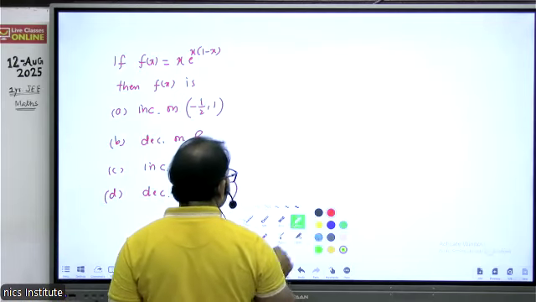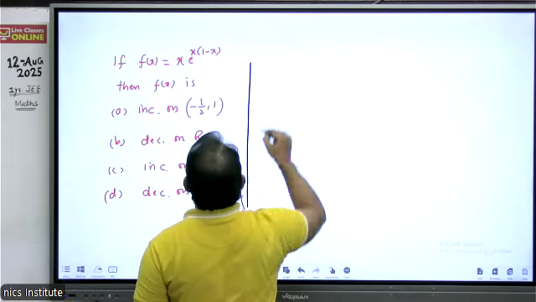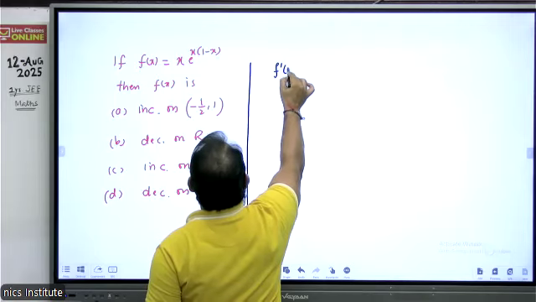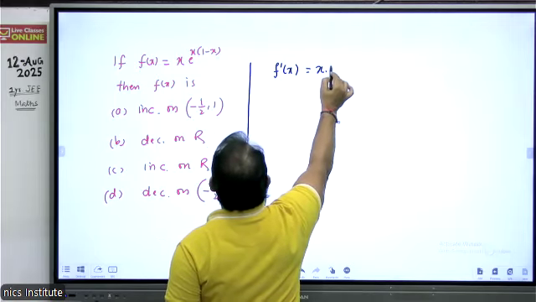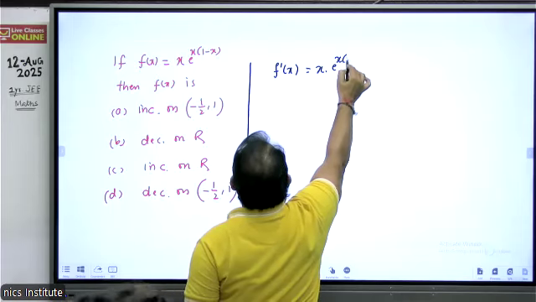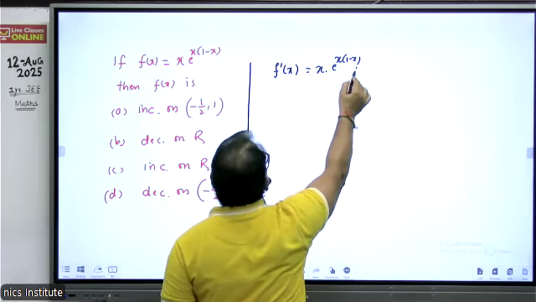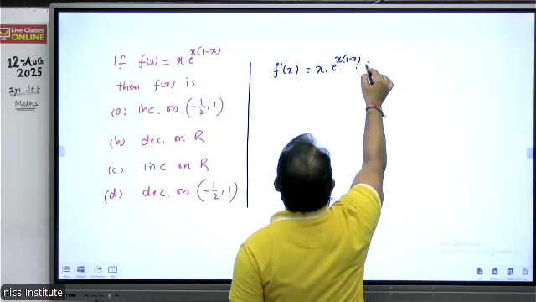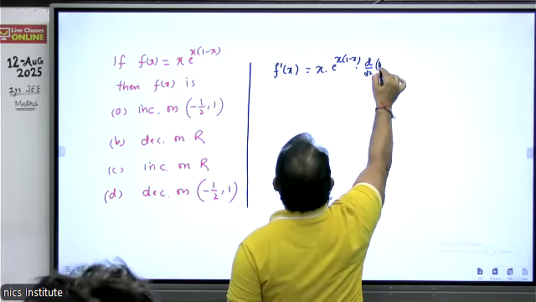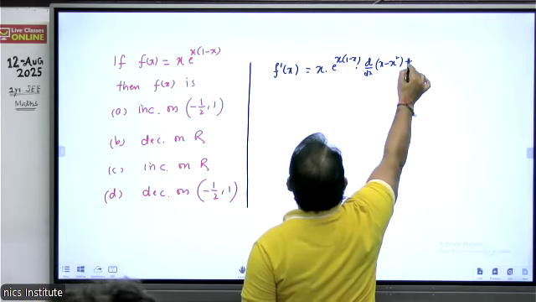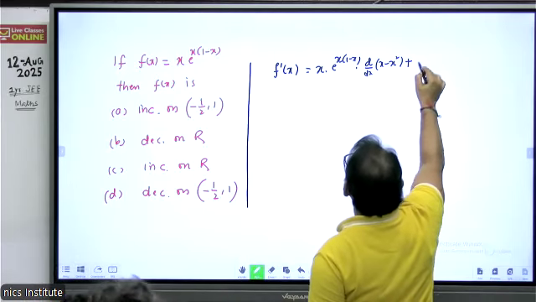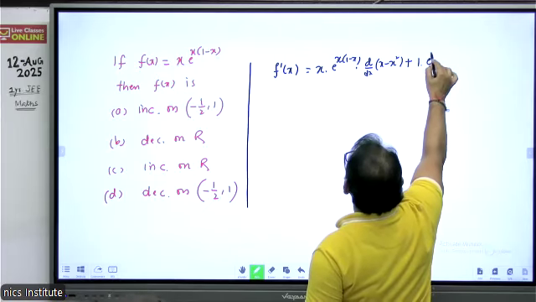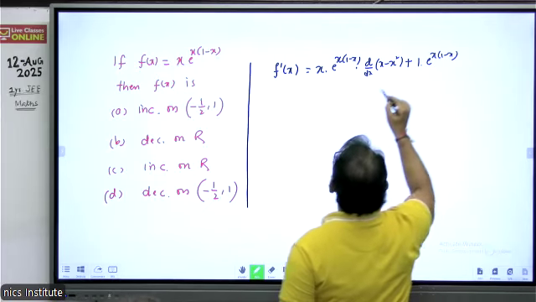Differentiate and put it equal to 0. You would apply product rule. e to the power x, e to the power x, and then derivative of x into 1 minus x square. Derivative of x minus x square plus derivative of x is 1, e to the power x into 1 minus x.